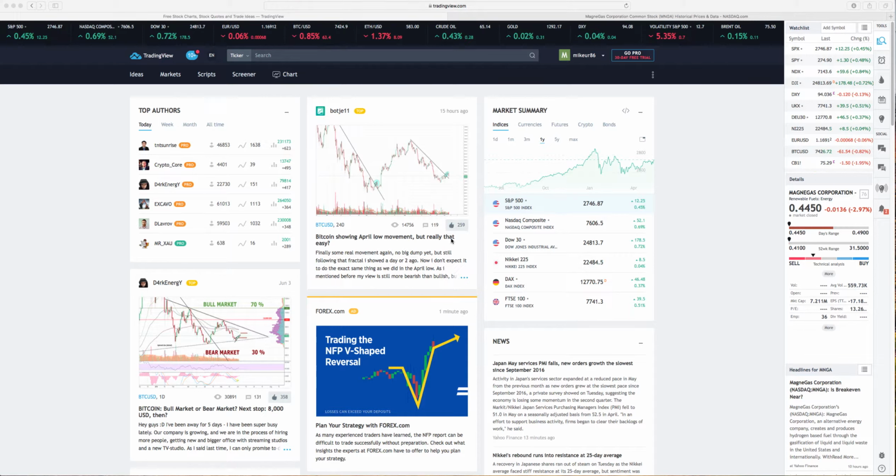I just wanted to give a quick rundown of how I'm screening for stocks and show you how you can screen the same way that I do using the free screener on TradingView.com.